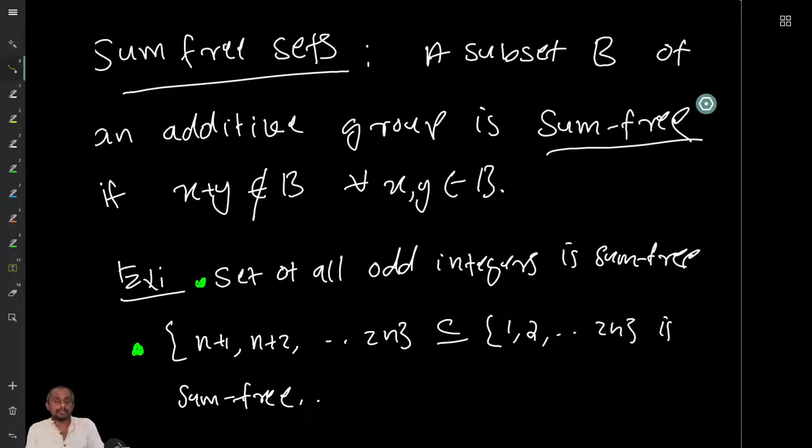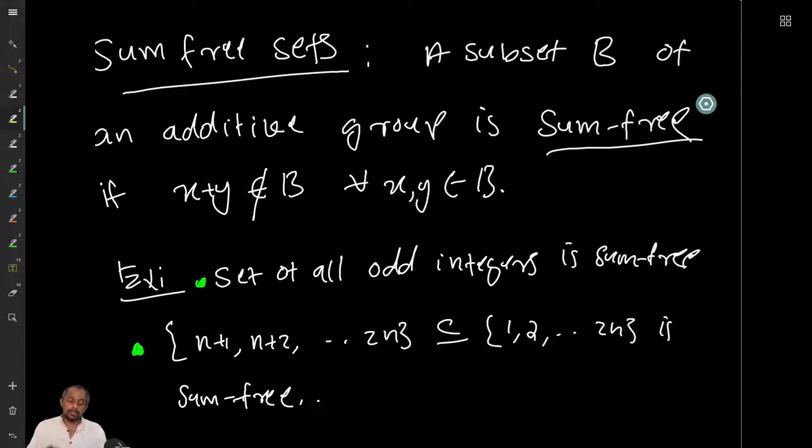Now, we will look at one more question. This is about sum free sets. Given a subset of an additive group, so we are looking at additive groups, let us say that a subset is sum free if adding two elements of this subset, you always get elements outside the subset. You take any two elements and add them, you are going to get an element which is not in the set. Then it's sum free, because the sum of two elements is not in the set. So if x plus y is not an element of B for every x and y in B, then B is a sum free subset of the group that we are looking at.